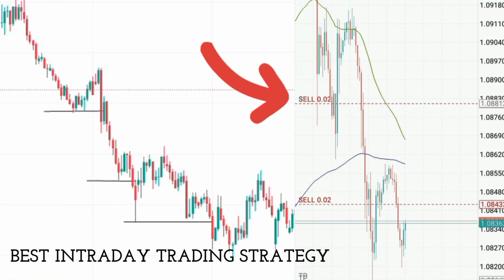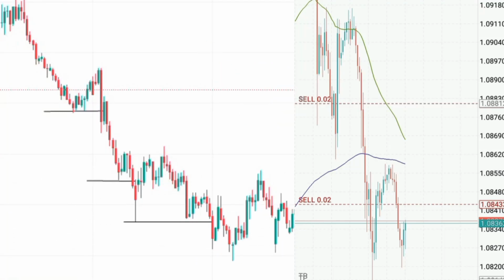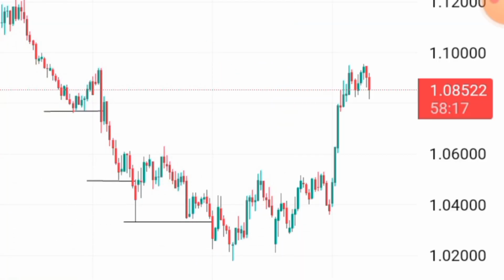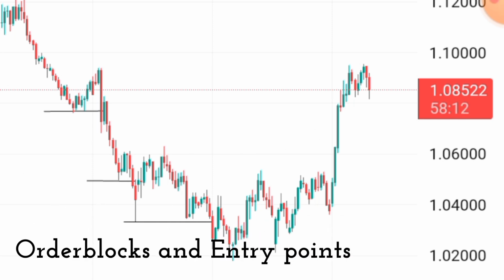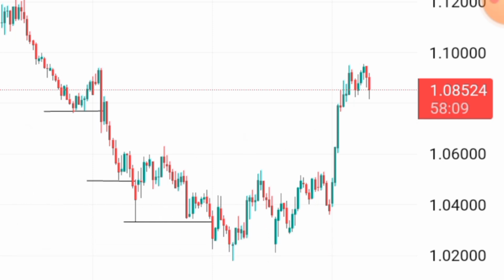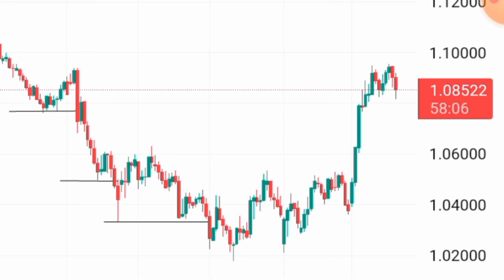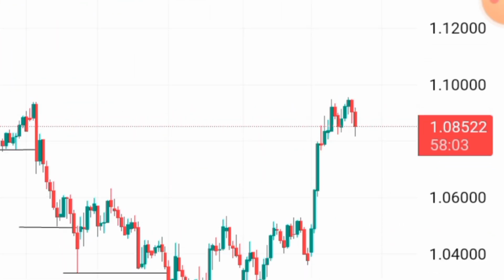This is the best intraday strategy that you'll ever see. Okay, so now we are going to focus more on order blocks and the entry points. How do we enter from the order block when the market reaches our zone or our order block, right?